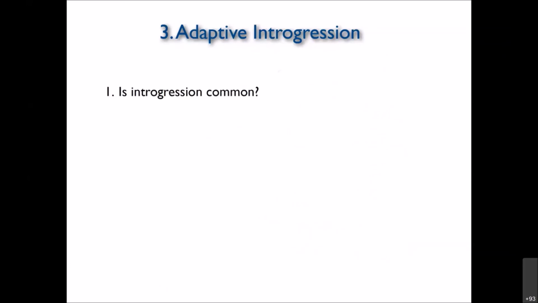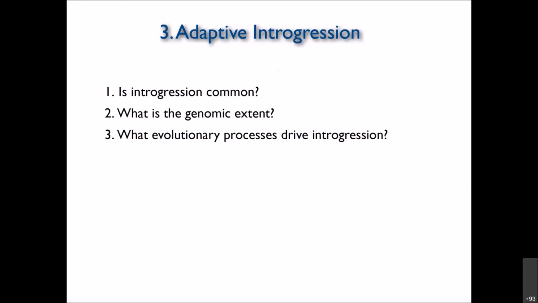So we are, as you know, interested in the North American species of Vitis because they're so important for rootstocks. And we were interested in knowing, has there been introgression among them, and has it been common? If so, to what extent of the genome is represented in these introgression events? And what are the evolutionary processes that drive this introgression? If so, what traits are affected?